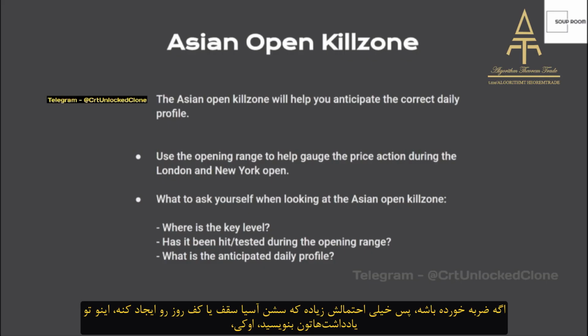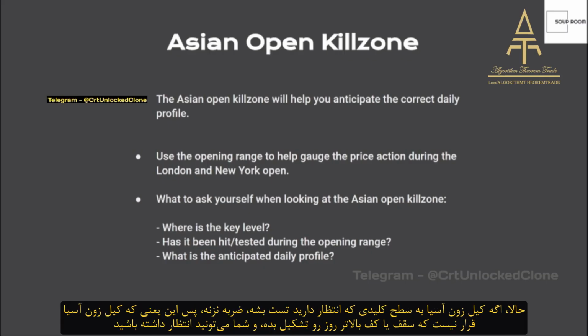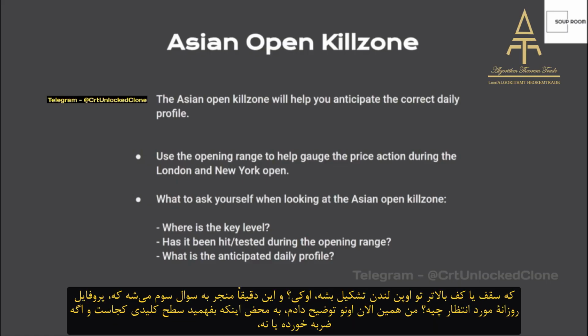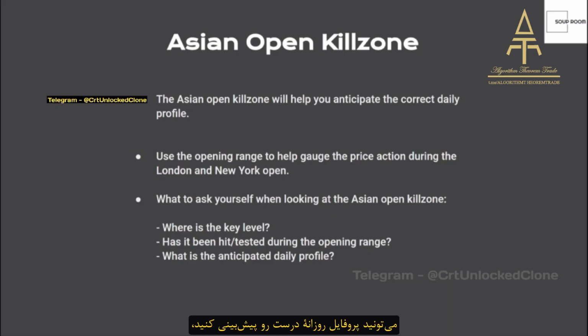Okay? Now, if the Asian opening kill zone did not hit the key level that you are anticipating to be tested, then that means the Asian kill zone is not going to form the high or low of day, and you can anticipate the high or low being formed during the London Open. Okay? And that's exactly leading to the third question being, what is the anticipated daily profile? I just explained that. Once you understand where the key level is and if it's been hit or not, you can anticipate the correct daily profile.